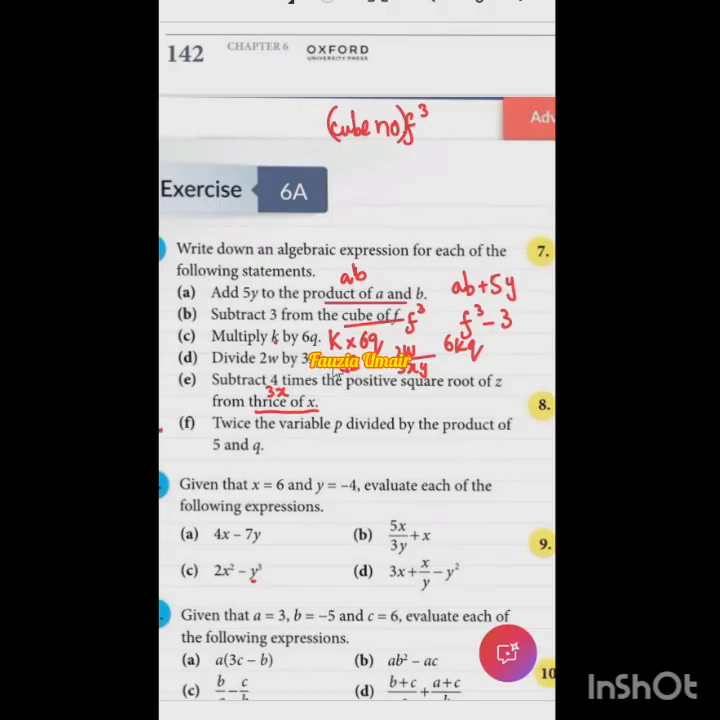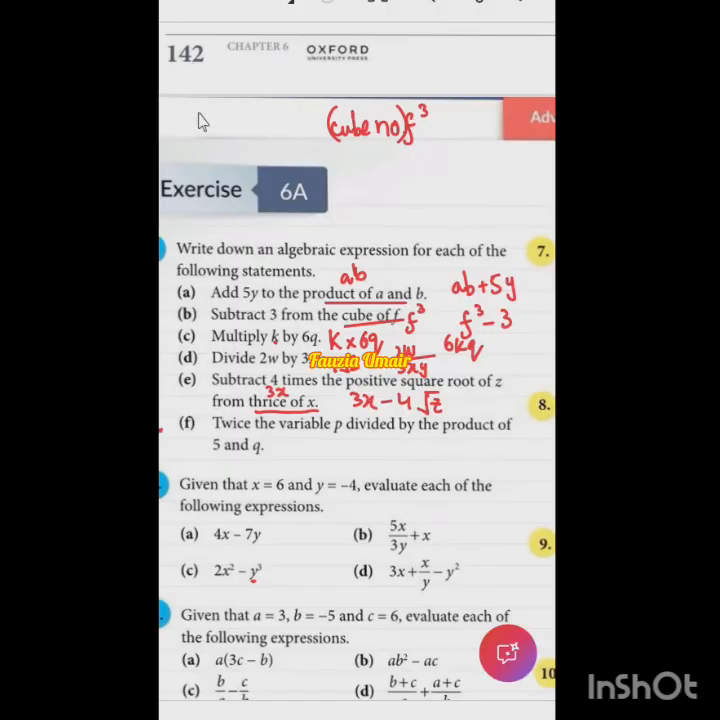4 times means that 4 is multiplied with square root of z, right? Yes, ma'am. And subtract. Now let's read the statement again. Subtract 4 times square root of z from 3x. So what will come? Multiply first. 3x minus 4 square root of z.